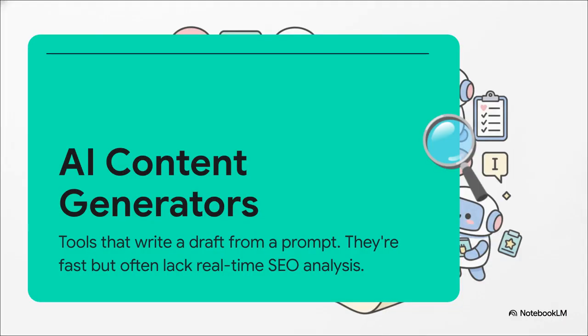Okay, first up, you've got your AI content generators. The names like Jasper or Writer. You feed them a topic and boom, they spit out a draft. And they are incredible for getting past that scary blank page. But, and this is a big but, most of them are basically writing blind. They have no idea what's actually ranking on Google right now. So the draft you get still needs a ton of SEO work.